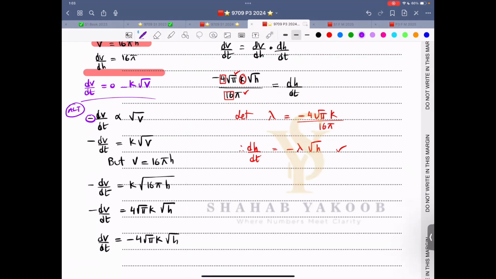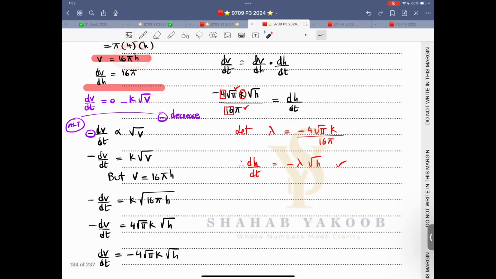Because it's a decrease. So this negative sign basically means it's a decrease in the height. Got it? So now then we do this thing. Negative dV by dt is k root p, but V is what? V is 16 pi h. That's right over here. So this is k, this is 16 pi h.